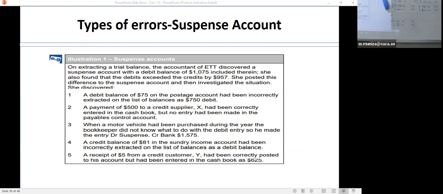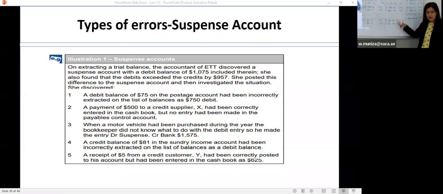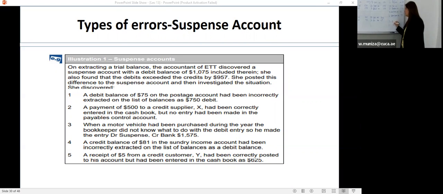Had been correctly posted to his account: receivables are correctly being posted, but it has been entered in the cash book as 625. We have debited cash account as 625, and we have credited receivables with the correct amount, that is $5. So what we have to do: cash account is overstated, so we are going to credit it. A high amount is written in it. So we are going to credit the cash account, 625 minus 5, 620 is going to be credited. And we are going to debit suspense account, that is 620. Clear, everyone?